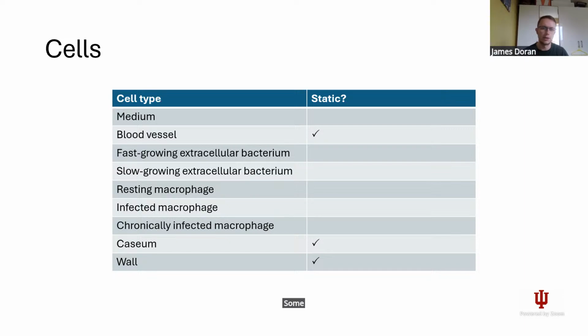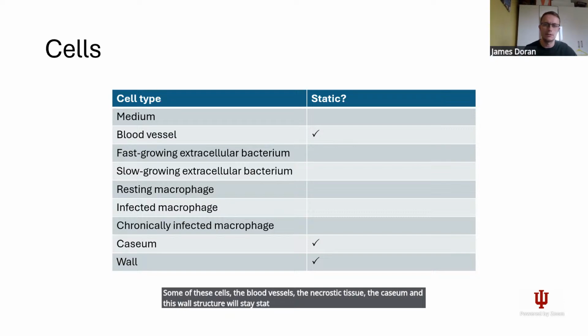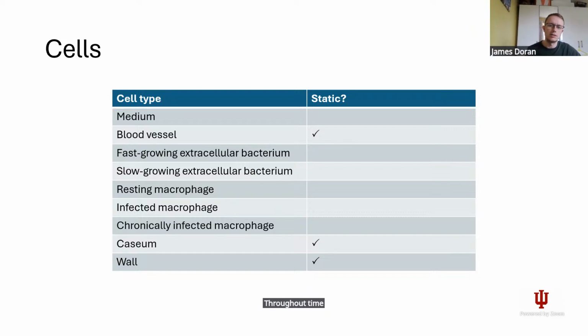Some of these cells, the blood vessels, the necrotic tissue, the caseum, and this wall structure will stay static and remain in place throughout time, whereas the other cell types can move and change throughout the simulation. And it's worth noting that any lattice site that isn't occupied by any of these other cell types will then instead be occupied by the medium through which all the cells move.